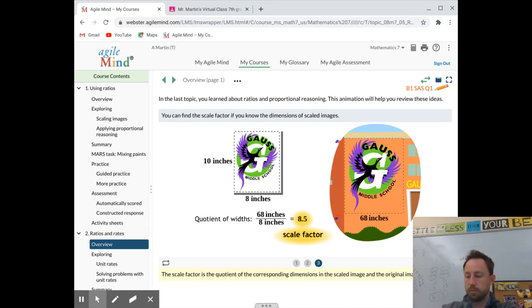Find the scale factor between the two images. All right. So what was the scale factor? 4. The scale factor for this was 4? 8.5. How did we get 8.5? What did we have to do? 68 divided by 8. That's right. 68 divided by 8 gave us our scale factor, and the scale factor was what again? 8.5. Good. So everybody should have that written down in their book.